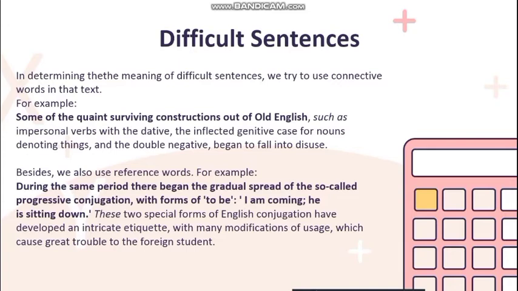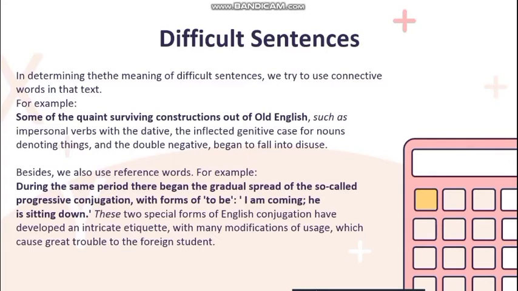Besides, we also use reference words. For example, when we try to guess the meaning of the progressive conjugation in that sentence, during the same period there began the gradual spread of the so-called progressive conjugation with form of to be, I'm coming, he is sitting down, the bold one here. We try to analyze the meaning of progressive conjugation in that sentence using the reference word, and the reference here is the word this, the italic one.